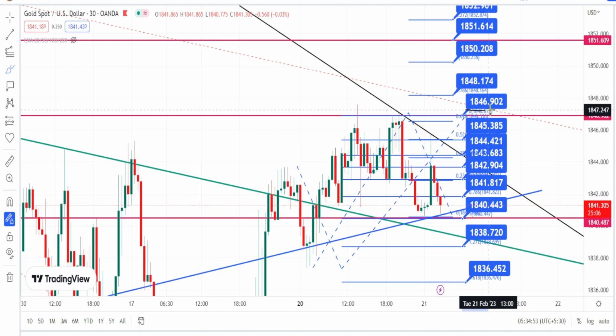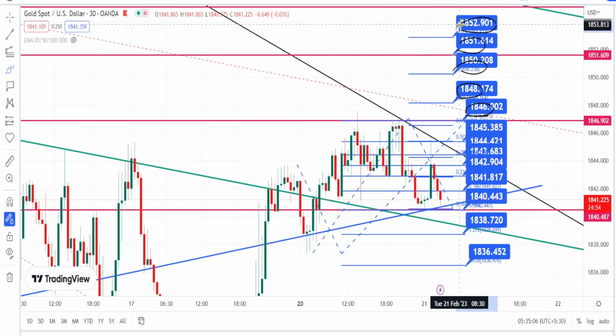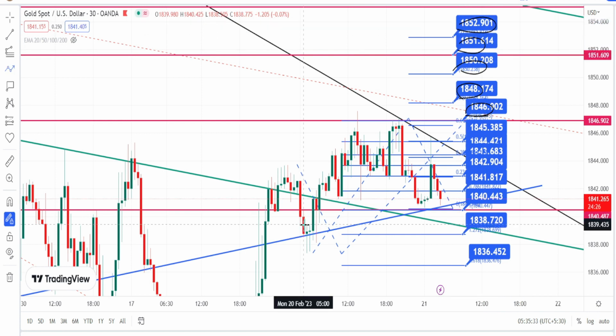It has to give a breakout from this consolidation in order to get wider targets on the bullish side. And if the price action breaks the resistance level of 1846, the next levels of resistance are going to be around 1848, 1850, 1851 and 1852. Let us mark the support and resistance levels for the 15 minutes time frame.